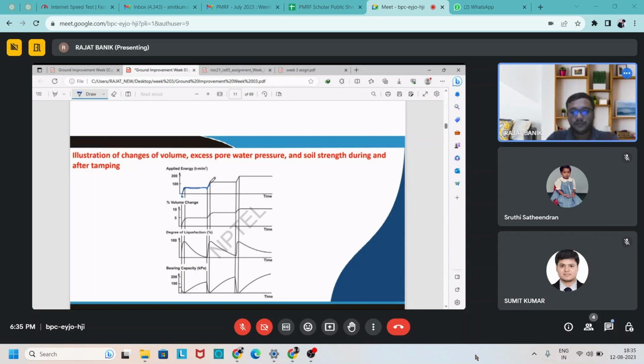By this step-wise approach, we increase our energy in the consolidation technique, because consolidation actually happens in clay soil, and time is required. Time is required for dissipation of excess pore water pressure. We cannot apply the whole energy at once. We apply it step by step and dissipate our excess pore water pressure.